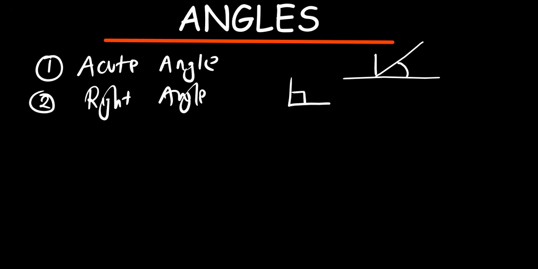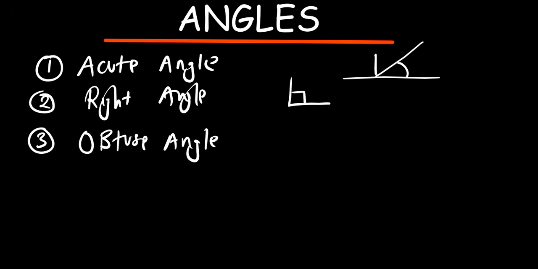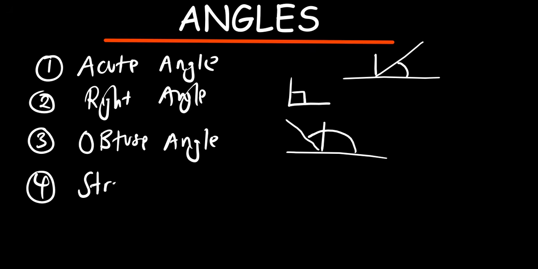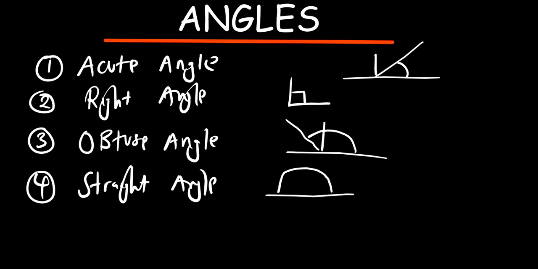Then an angle that is greater than 90 but less than 180 is called an obtuse angle. Okay, so it can be something like this, then this angle falls in this region. Okay, so it is greater than 90 but less than 180. Okay, then there's also what we call a straight angle. Now a straight angle is just something that looks like a protractor. So it's like that, it's just on a straight line. So this is 180 degrees.